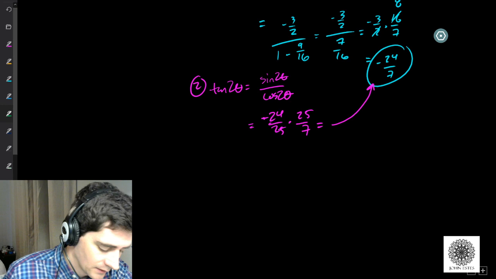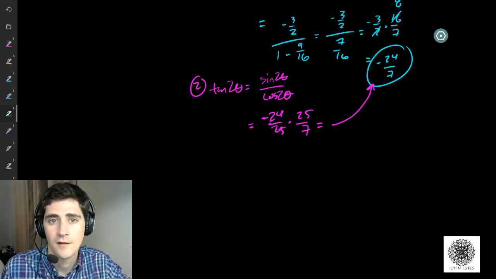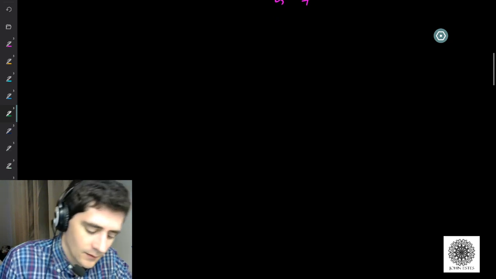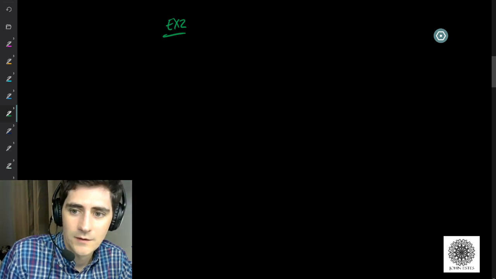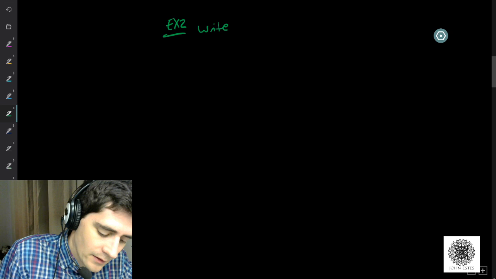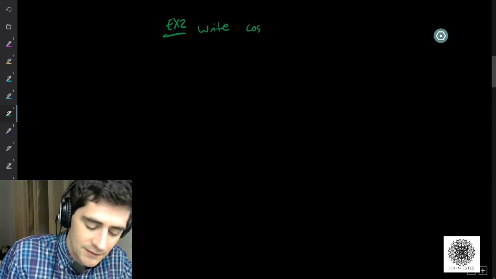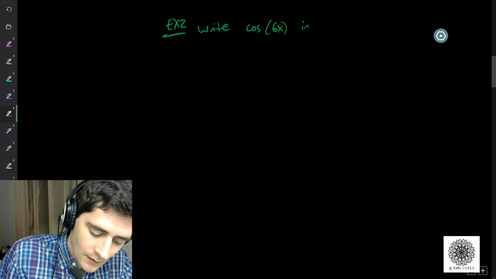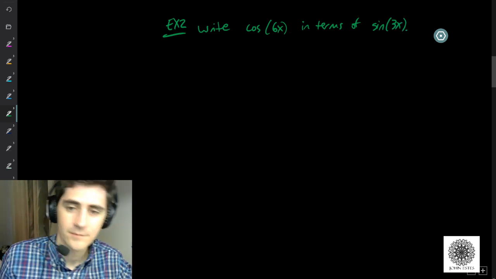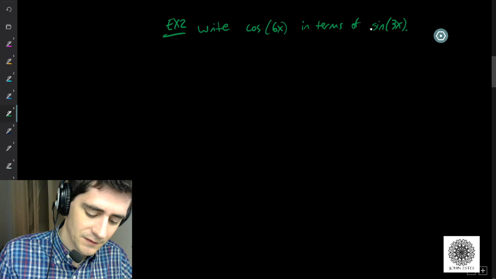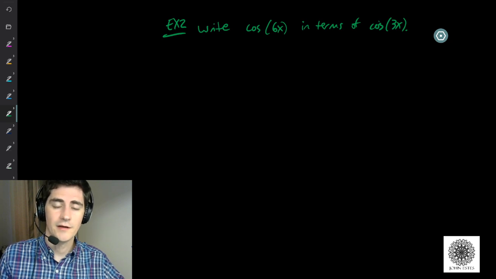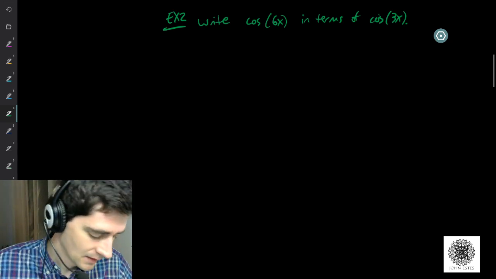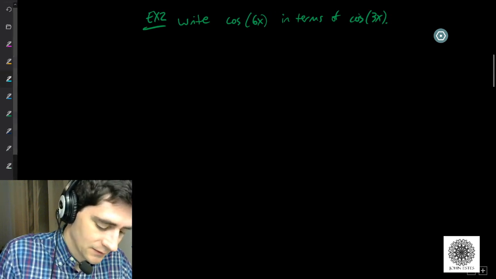Okay, now let me show you an example on how something like this could be useful. So this is example 2. And I want to write cosine 6x in terms of cosine of 3x. Oh, not sine. Let's do cosine again. So I want to rewrite cosine 6x as cosine 3x somehow, right? That's my formula. Okay, so can I do this?